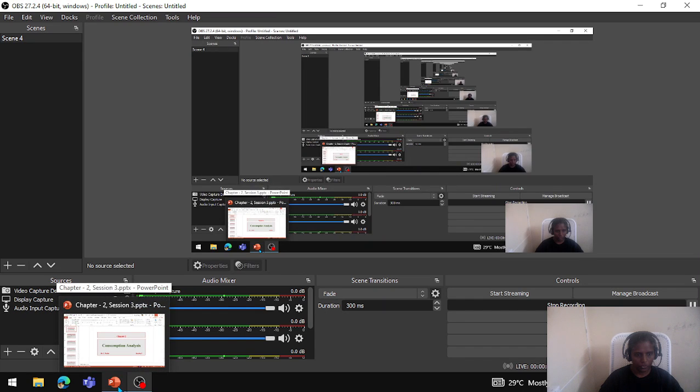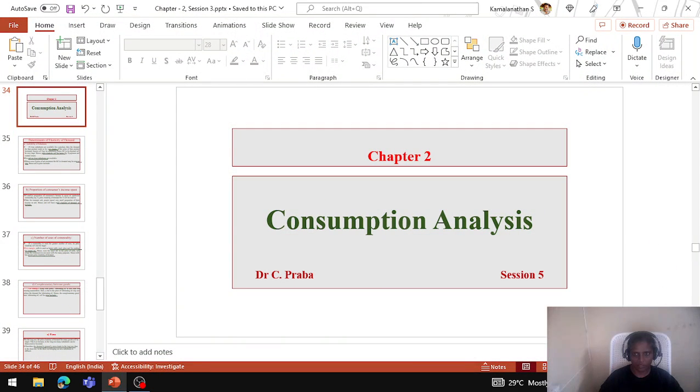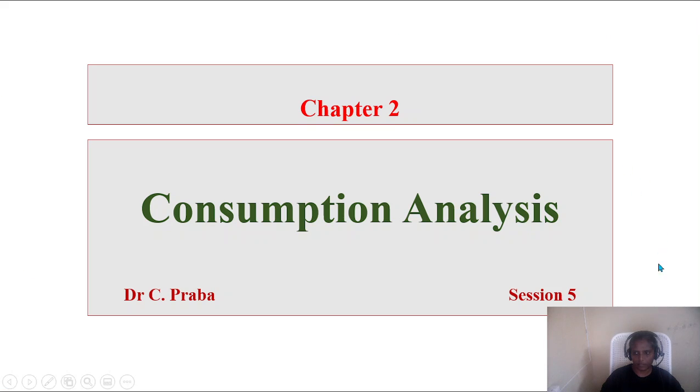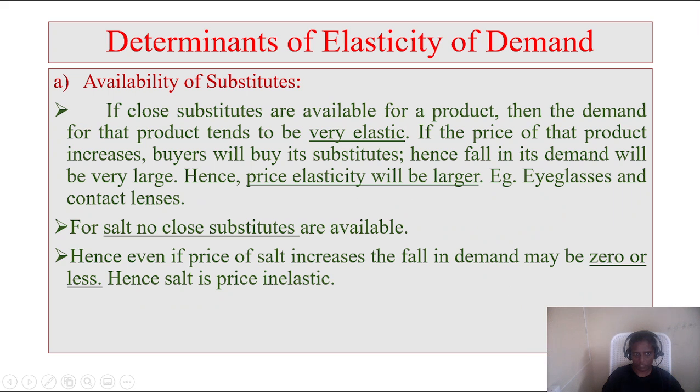Today I will start with the same chapter, chapter number 2, consumption analysis, and this will be session 5. In the previous sessions, we have seen demand, the law of demand, and elasticity of demand. In the previous session, I told you the various types of elasticity of demand. Now, I am going to explain in detail what the determinants of elasticity of demand are.